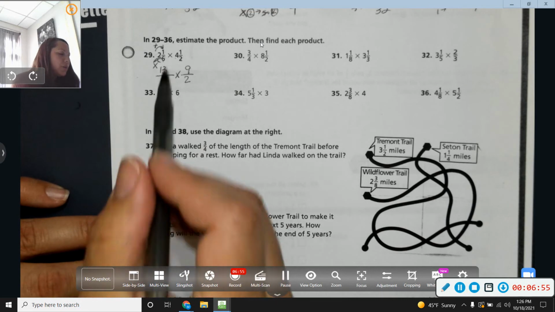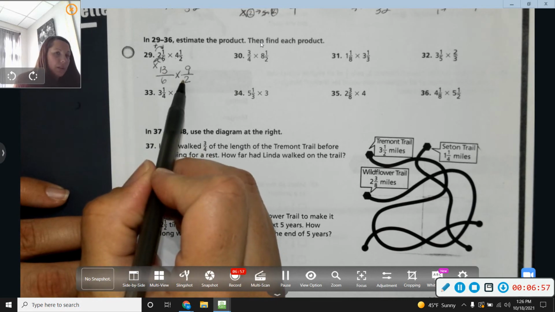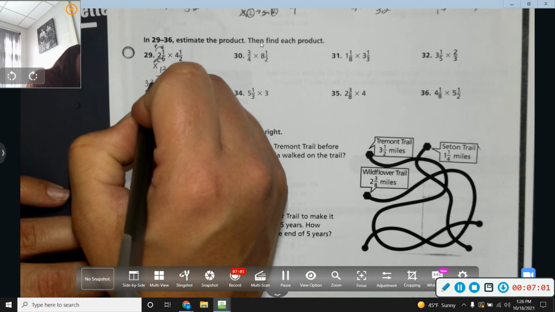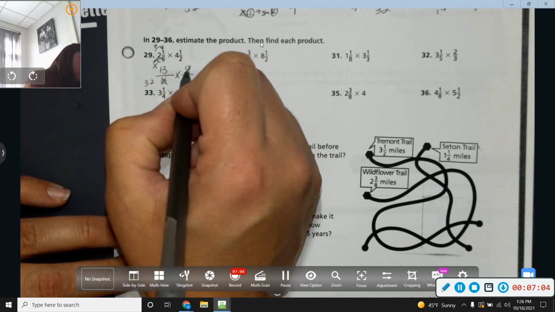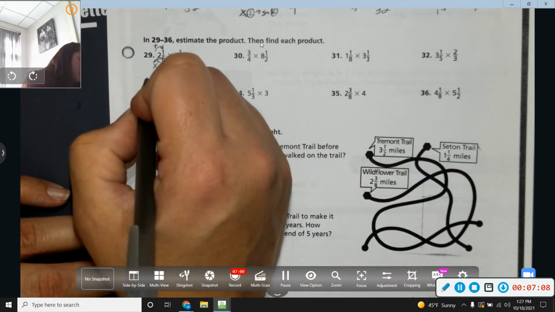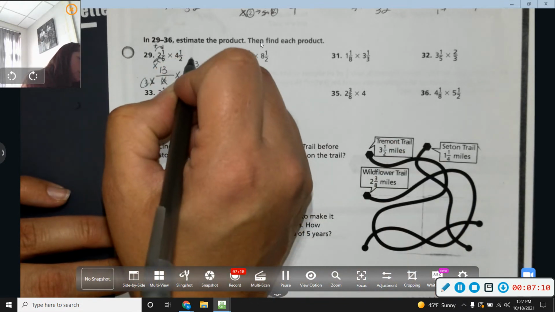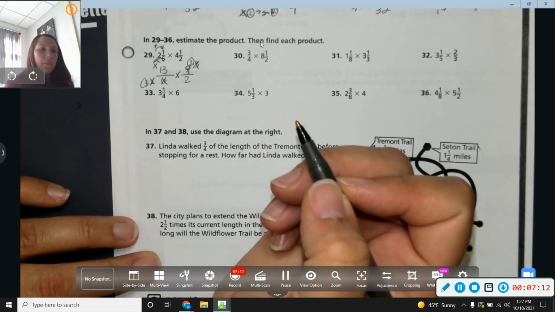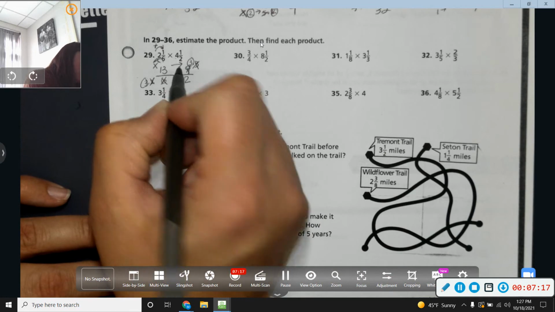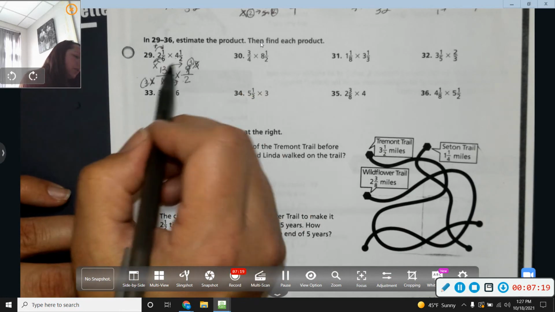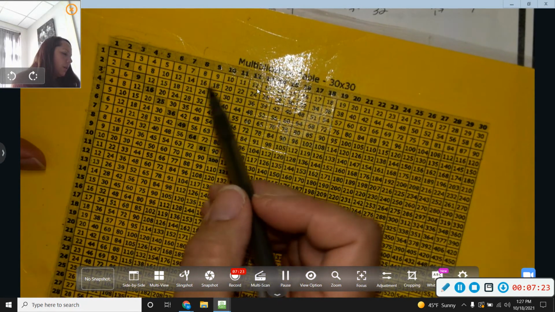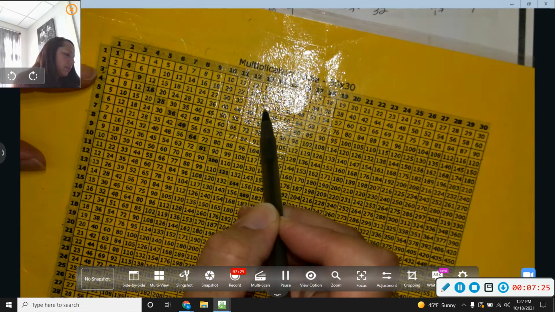Okay? So 13 and 2 won't reduce, but 6 and 9 will. So I have 3 times 2 and 3 times 3. I keep my 3's, get rid of a 2, keep a 3, get rid of a 3. Okay, so I've kept my 3's. And now I have 13 times 3. If you're not sure, grab your multiplication chart. We have 13 times 3.